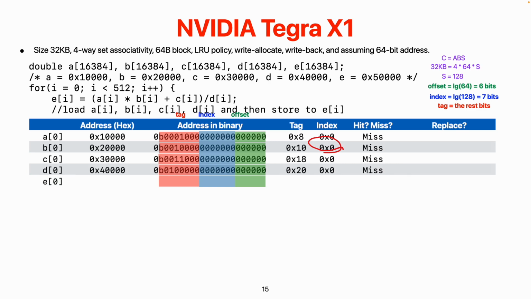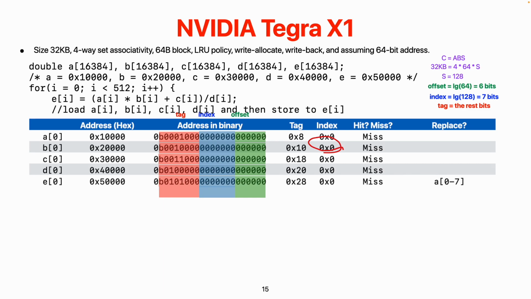Now, when we access E0, tag 28, index also 0. Hit or miss? Miss. Right now, this is the 5th one who wants to visit index 0. What are we going to do? Who are we going to kick out? A, right? Because we are using a least recently used policy, and from the time that we access E0, A0 is the one that we haven't touched the longest. So we have to kick out A0 to A7.